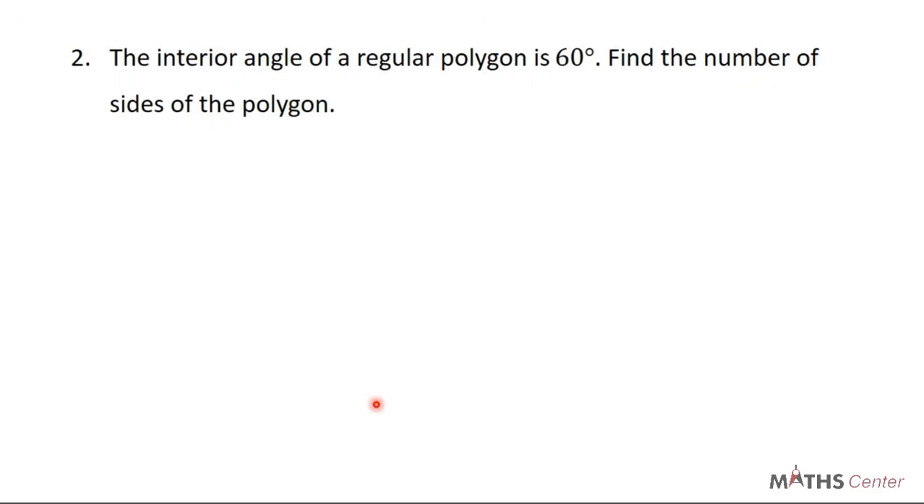The interior angle of a regular polygon is 60 degrees. Find the number of sides of the polygon. Now look at this very well. In the previous question, we were told that the sum of the interior angles. Now here, the question is telling us that the interior angle, so this is different. This is the interior angle of a regular polygon, and the question is telling us that the interior angle of this regular polygon is 60 degrees, and we are being told to find the number of sides of the polygon.